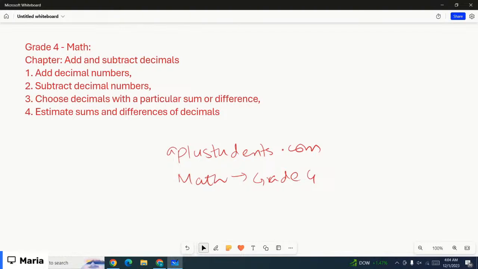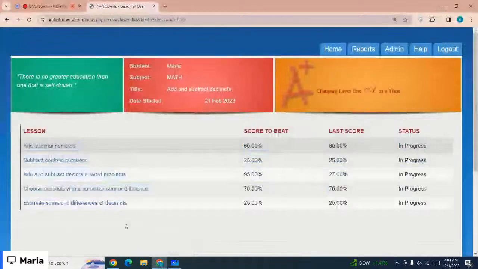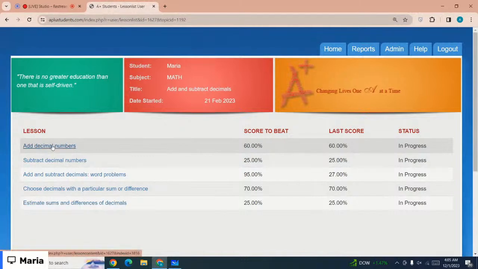Please make sure you have your notebook and pencil so that you can note down the important examples and definitions as well, right? The lesson we're going to work on here is in grade 4 math. The lesson name is add and subtract decimals. Let's start with the first lesson, that is add decimal numbers.